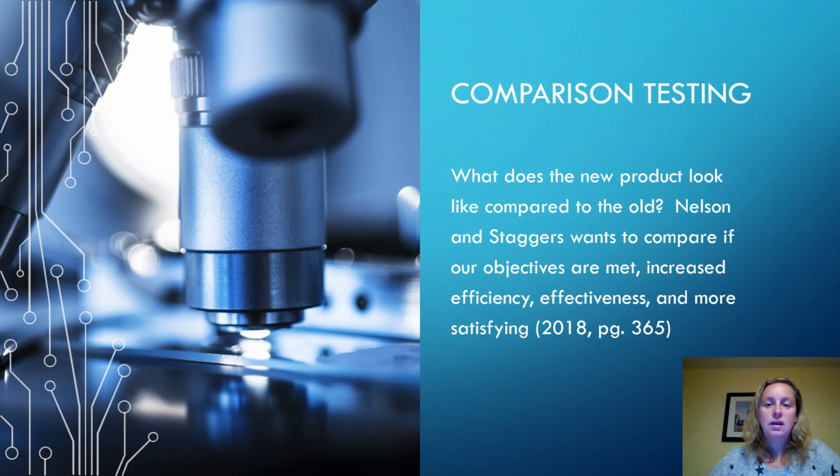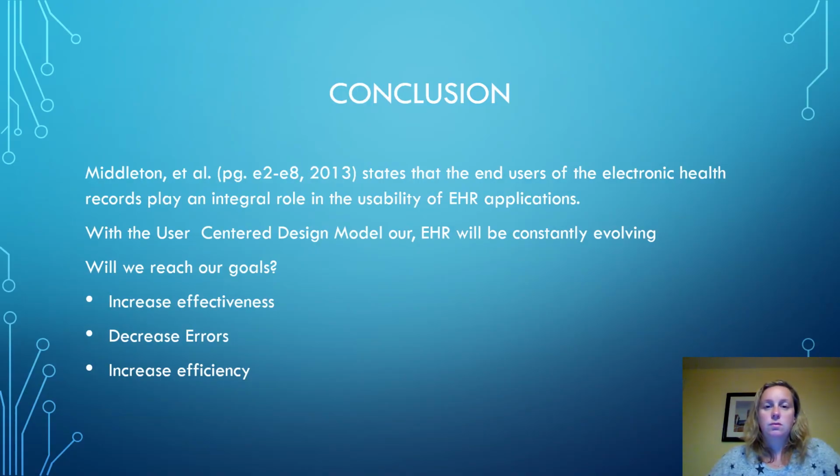And then lastly, we're going to do a comparison testing. So what does the new product look like compared to the old one? Nelson and Staggers want us to compare to see if our objectives have been met, which means has there been increased efficiency, increased effectiveness, and is it more satisfying than the last program? So what does this all mean? Have we been able to increase our user experience? Is it more effective than before? Is it more efficient?